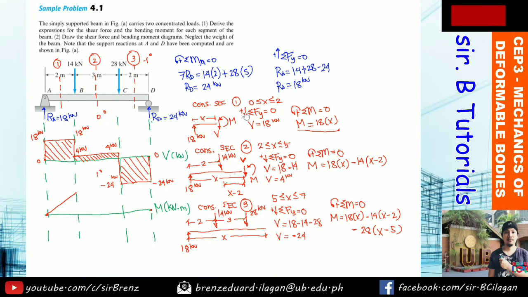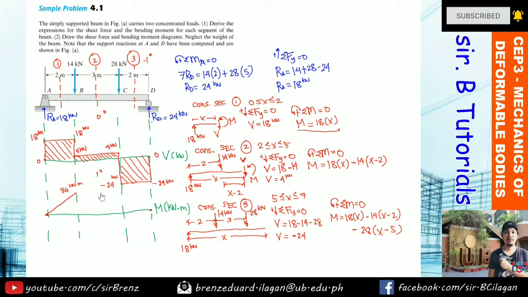But anyway, as I said earlier, if you are asked to find the moment at a distance of 1, you can use or find it using this equation. So I'll just substitute: 18 times 2, that will be equal to 36. So the value of your moment here is 36 kilonewton meter.